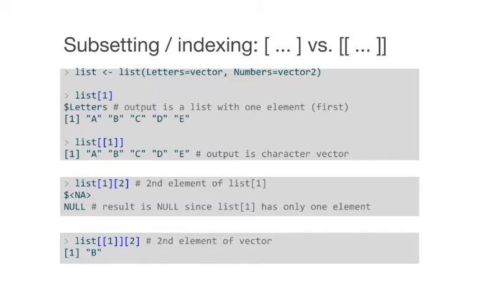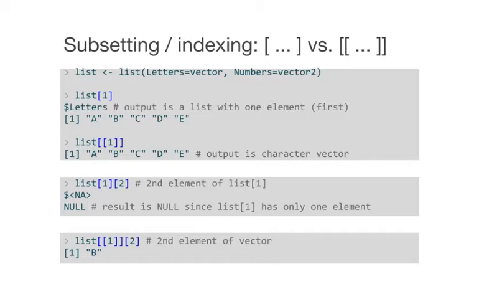Now, let's briefly talk about the difference between single and double brackets. It's best exemplified when dealing with objects of class lists. Lists, unlike vectors and tables, can contain objects of different types and dimensions. But for our example, we have a list which contains just 2 vectors, 1 character and 1 numeric.